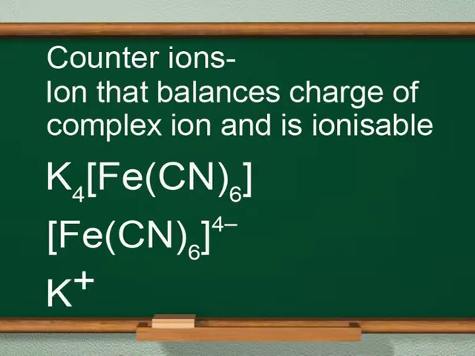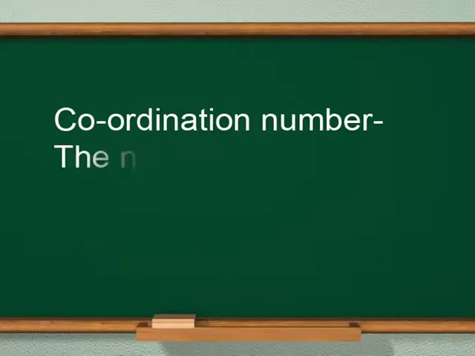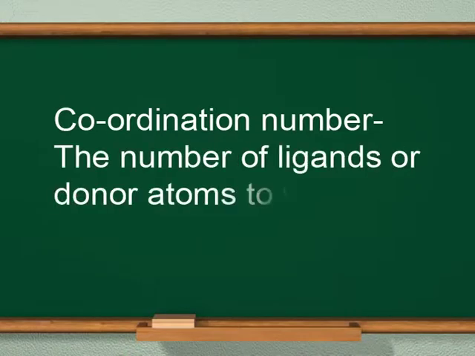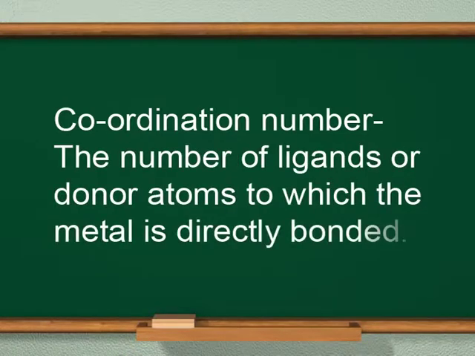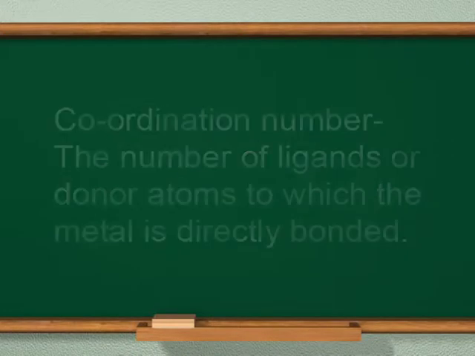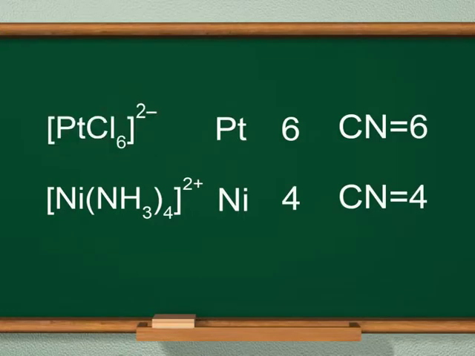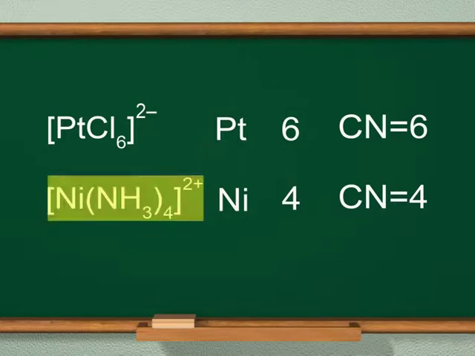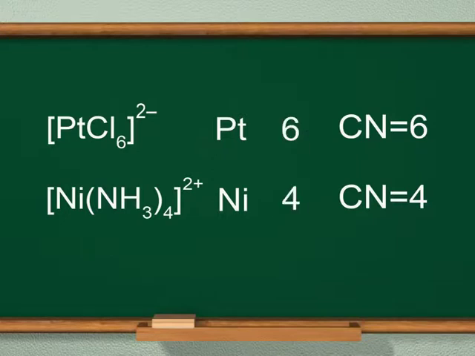Another term is coordination number, that is the number of ligands or donor atoms to which the metal is directly bonded. For example, in the shown complex ions [PtCl6]2- and [Ni(NH3)4]2+, the coordination numbers of platinum and nickel are 6 and 4 respectively.